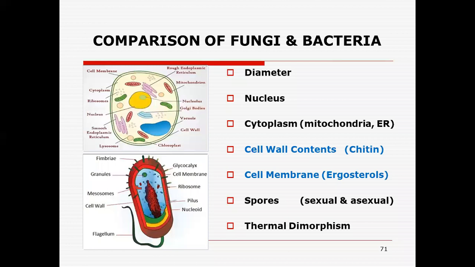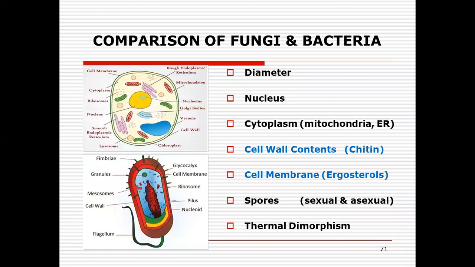And because the human cell membranes are made of cholesterol, the drugs that we use to kill the mycotic cells do not cause any harm to the human cells. So this is the selectivity of the membrane. The cell membrane of mycotic cells is made up of ergosterol, whereas the cell membrane of humans is made up of cholesterol, so they have clear-cut differences.